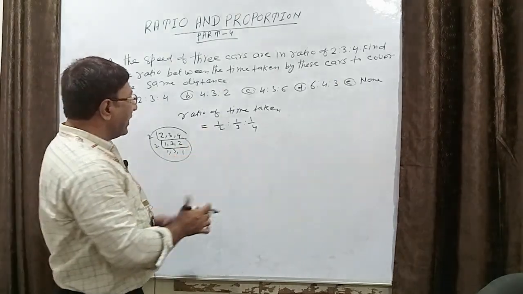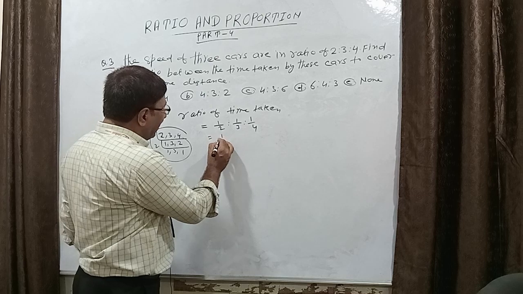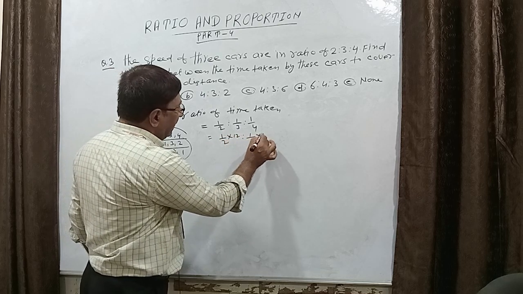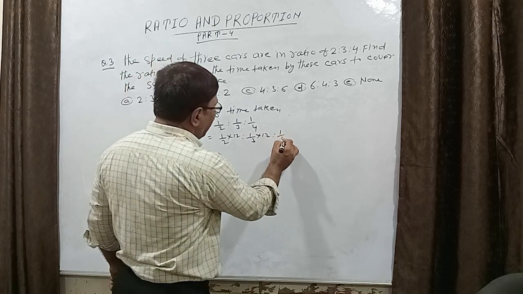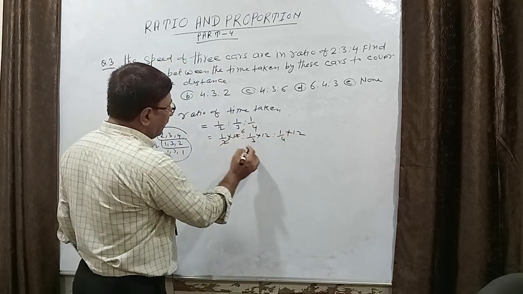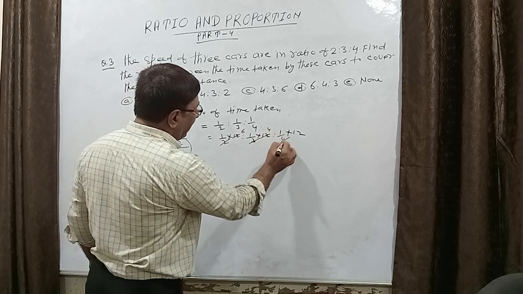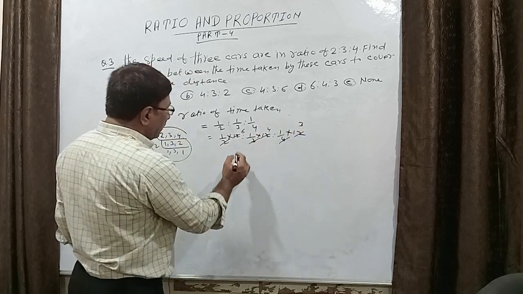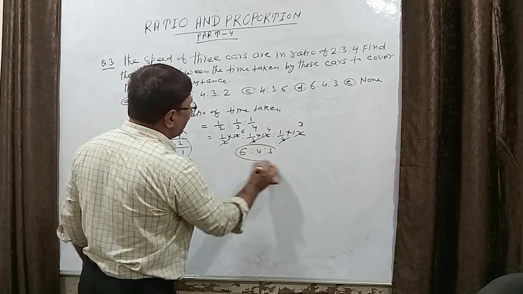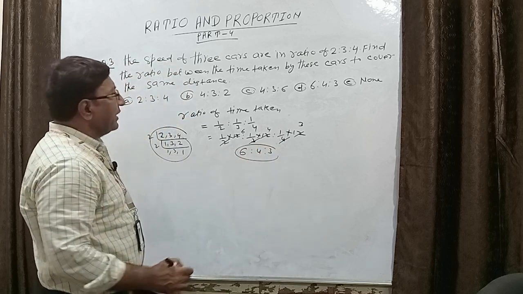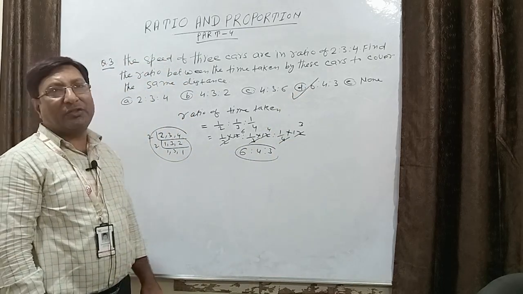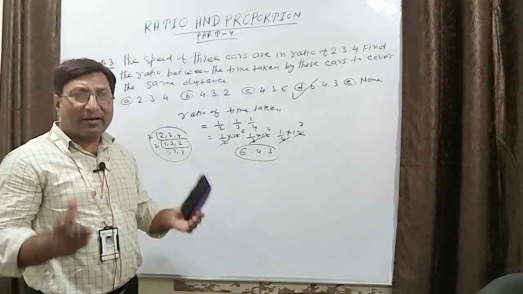Now multiply each ratio by 12. So half into 12, 1 by 3 into 12 and 1 by 4 into 12. We will get 2 6s are 12, 3 4s are 12 and 4 3s are 12. So the correct answer is 6 ratio 4 ratio 3. Now we will check, option D is 6 ratio 4 ratio 3. This is our right answer.